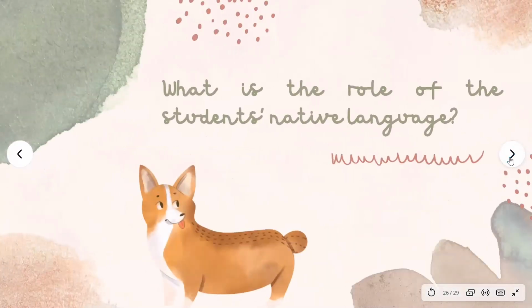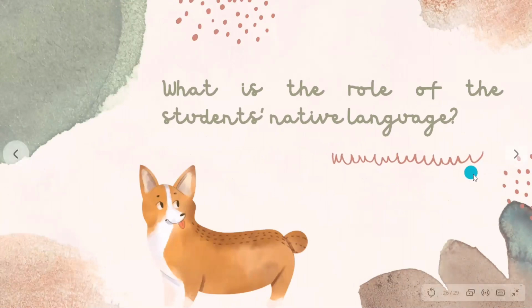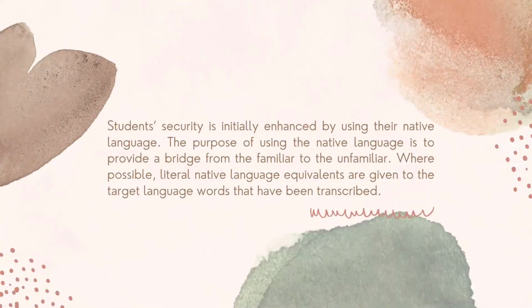Next question: what is the role of the students' native language? Student security is initially enhanced by using their native language. The purpose of using the native language is to provide a bridge from the familiar to the unfamiliar. Where possible, literal native language equivalents are given to the target language words that have been transcribed.